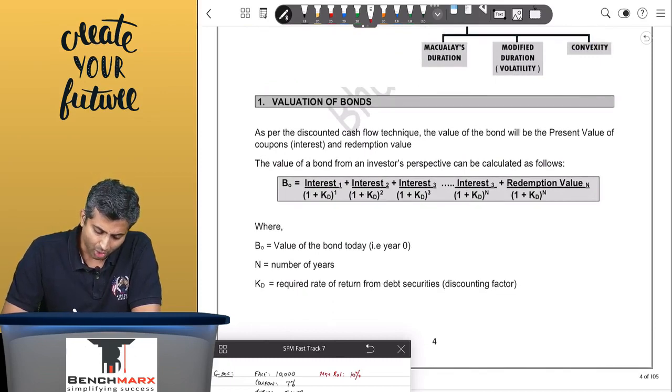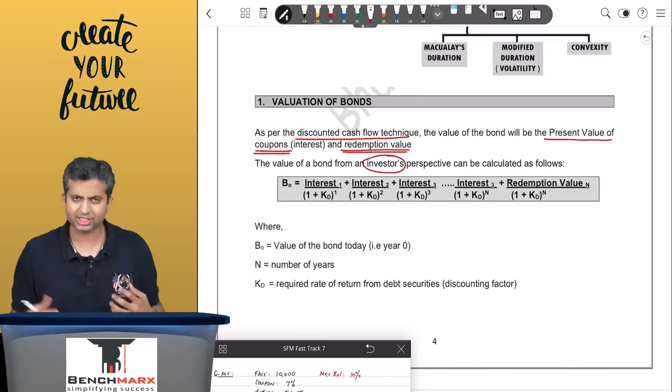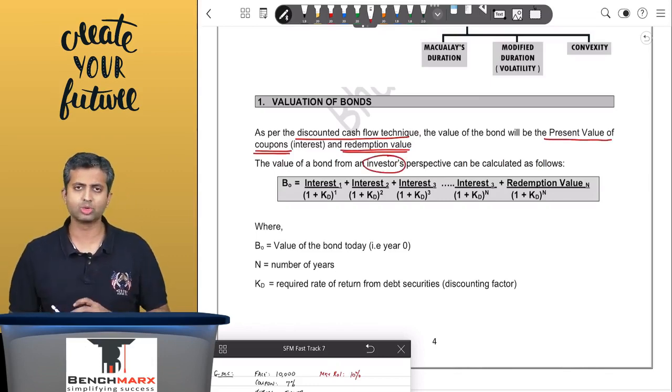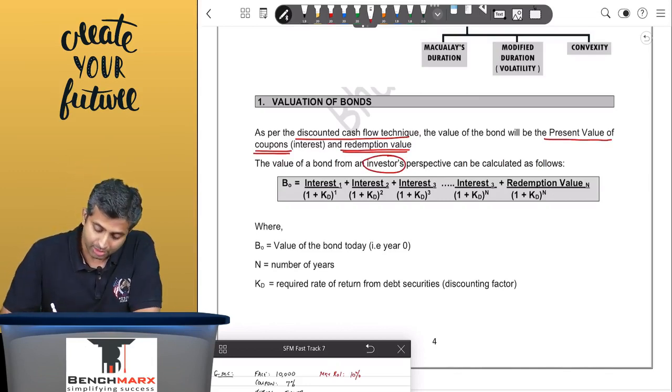So valuation of a bond, as per the discounted cash flow technique, the value of a bond will be the present value of the coupons, that is the interest, and the redemption value. Perfect. The value of a bond from an investor's perspective. So let us say your client is an investor who wants you to give a recommendation on the value that the investor should be paying, can be calculated as follows. Interest upon 1 plus KD plus interest of the second year upon 1 plus KD square plus interest of the third year. Sir, what is it written?